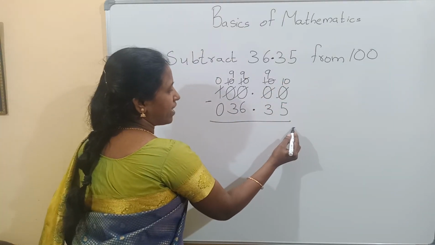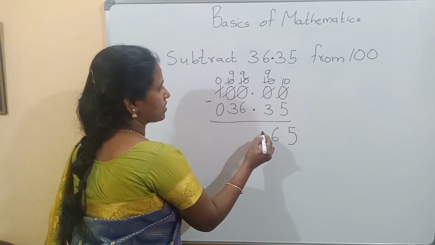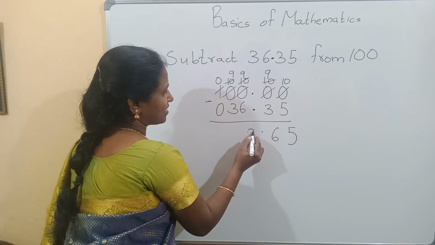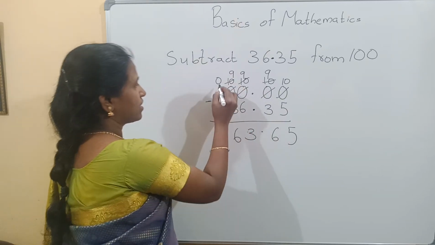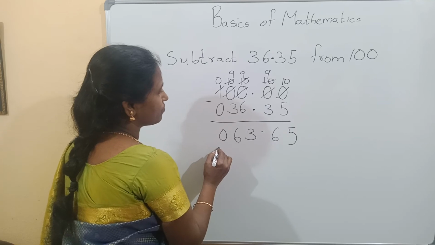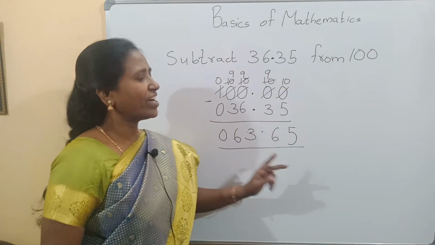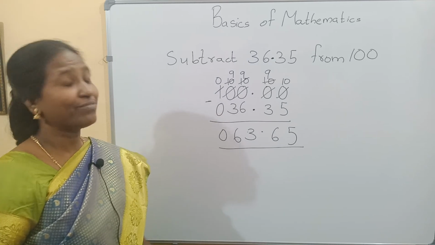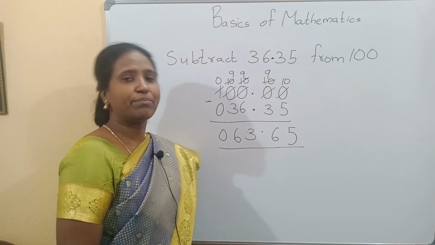Remember, the final data only you should keep in your mind. 10 minus 5, 5. 9 minus 3, 6. 9 minus 6, 3. 9 minus 3, 6. 0 minus 0, 0. So the answer is 63.65.